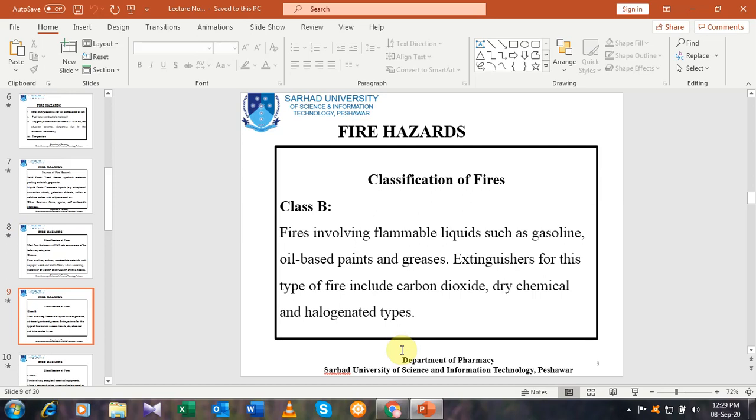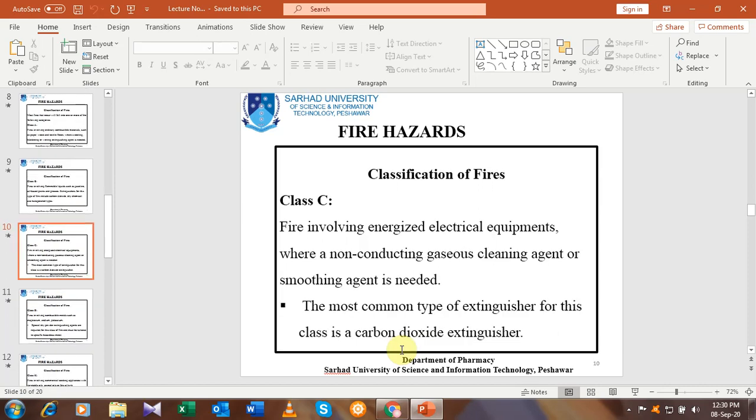The second class of fires, termed class B, involves flammable liquids such as gasoline, oil-based paints and greases. Extinguishers for this type of fire include carbon dioxide extinguishers, dry chemical or powder extinguishers, and halogenated extinguishers for controlling this type of fire.